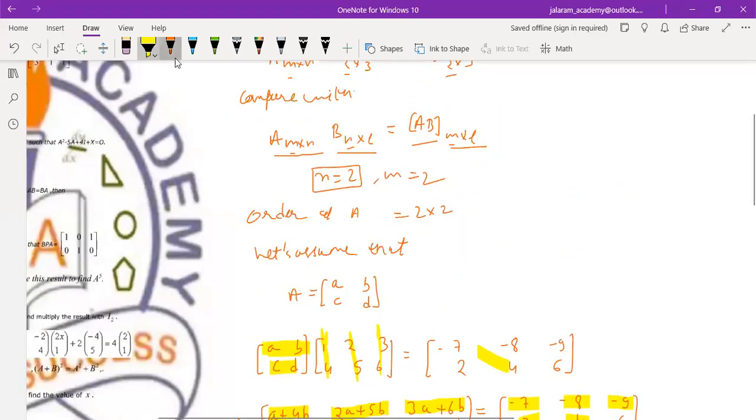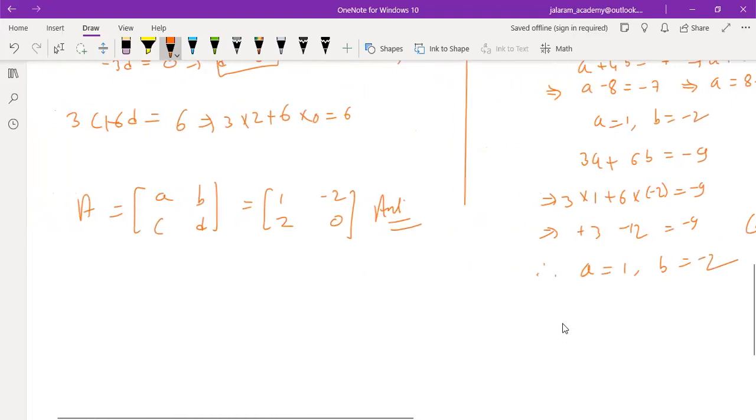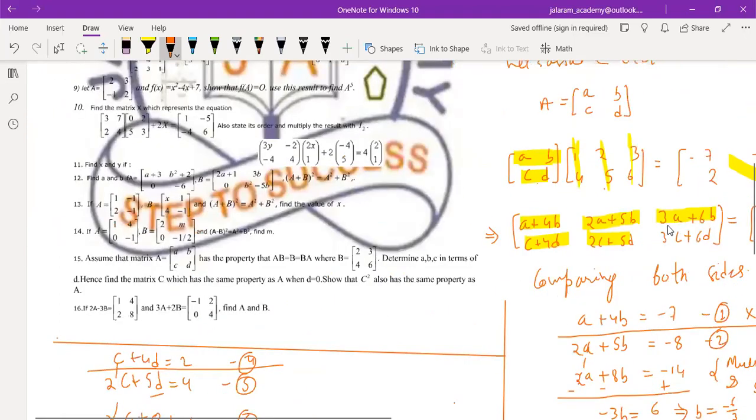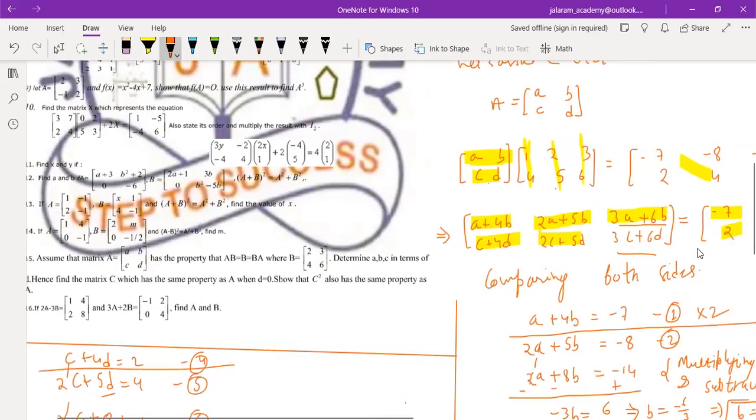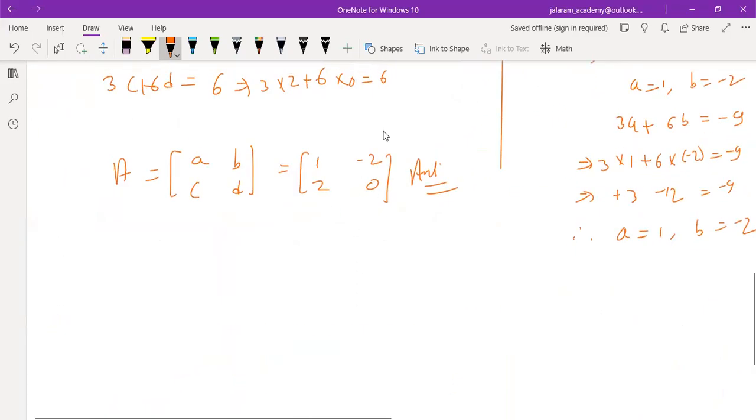Thus, we will use the product of matrices to form 6 equations, 3 in terms of A and B and 3 in terms of C and D. We solve them to get values of A, B, C, D. And the third equation of the first type, that is A and B, and the third equation of the second type, that is C and D, are checked with the obtained values of A, B, C, D. If they are correct, then A exists and its answer is 1, minus 2, 2, 0.